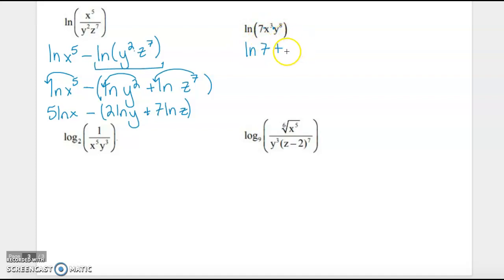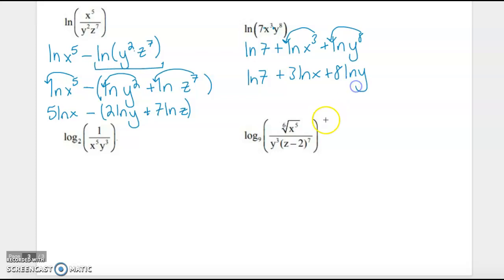So I'll have natural log of 7 plus natural log of x cubed plus natural log of y to the 8th. And then those have exponents, so those can come down and be constant multiples. So natural log of 7 plus 3 natural log of x plus 8 natural log of y. Woohoo! All right, 2 more. Let's see if we can do it.